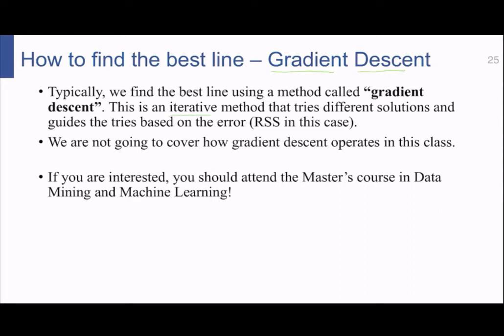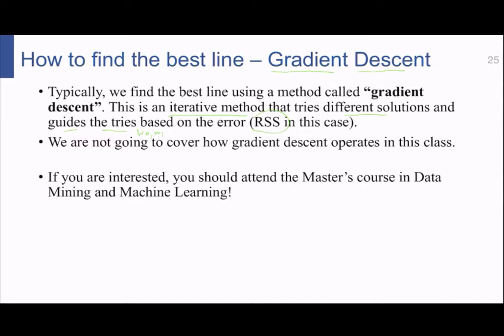This is an iterative method that tries different solutions and guides these tries of w0 and w1 based on the error. So if we see that the error increases, then we try some different values. We don't go into that area. We're not going to cover how gradient descent operates, so we are going to assume that using Python, using the package that we are going to show you, sklearn or scikit-learn, this is going to return the optimal linear function that gives the least error.